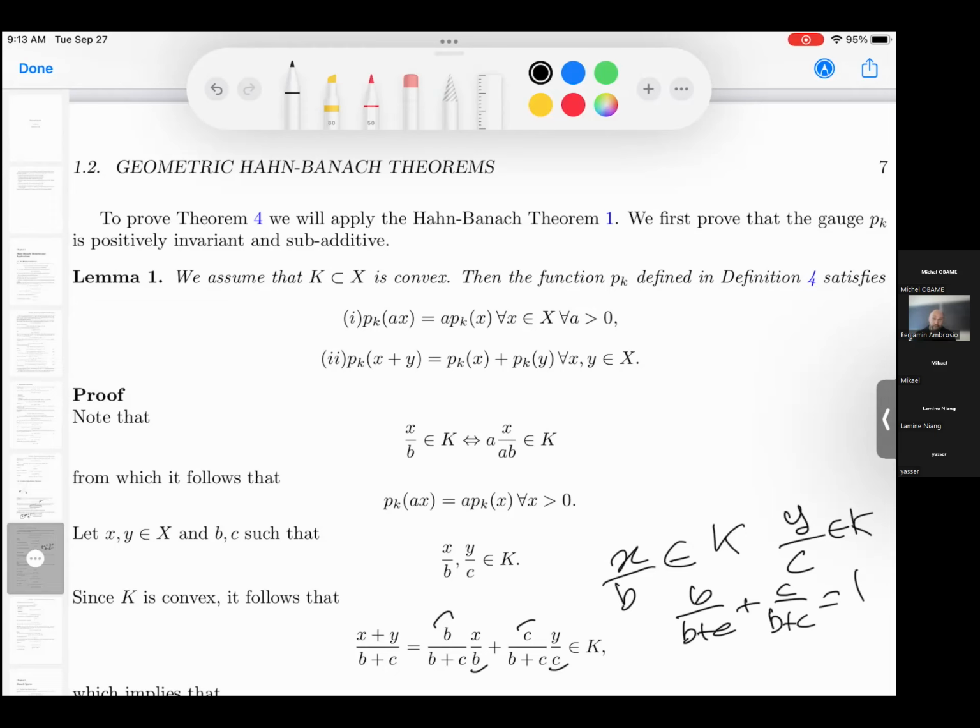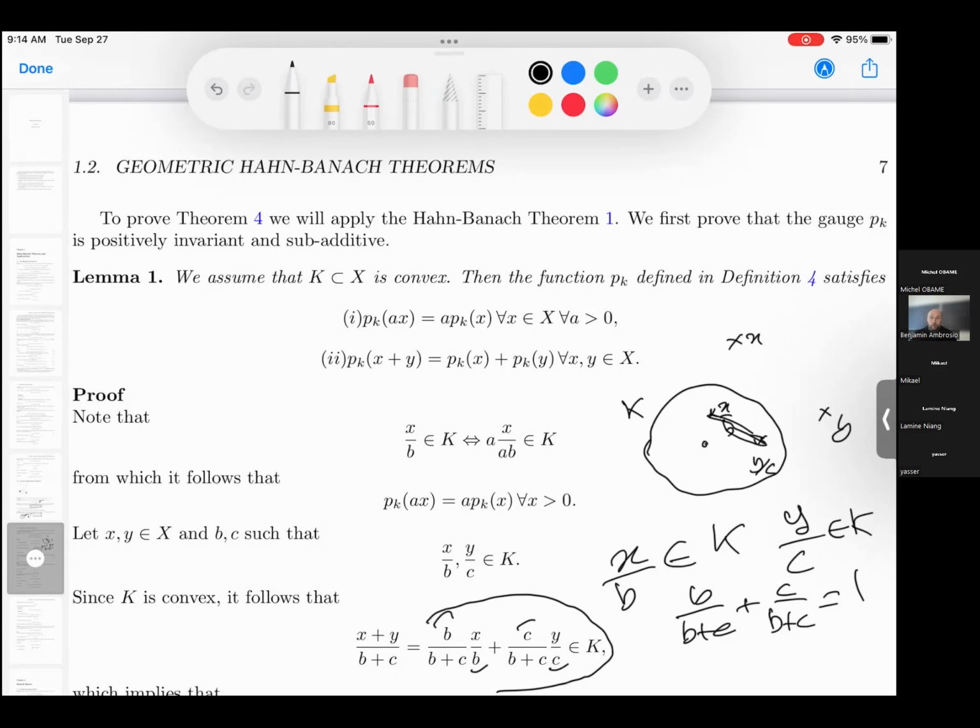since K is a convex set, this sum here belongs to K, because this quantity belongs to the segment between X divided by B and Y divided by C. Okay, we could draw a picture here. Assume you have X here, you have Y here. So if you have X divided by B here and Y divided by C here, then the whole segment here belongs to K.